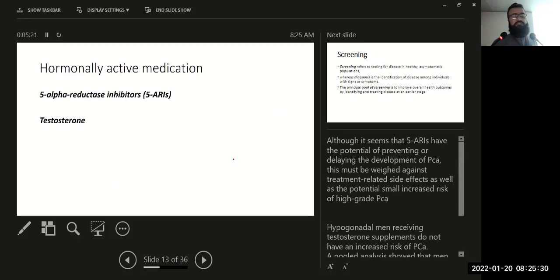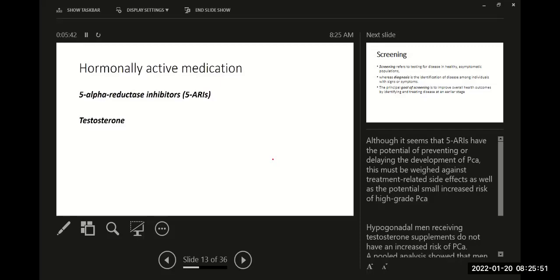Hormonally active medication. Although it seems that 5-alpha reductase inhibitors have the potential of preventing or delaying the development of prostate cancer, this must be weighed against treatment-related side effects as well as the potential small increased risk of high-grade prostate cancer. Hypogonadal men receiving testosterone supplements do not have an increased risk of prostate cancer.